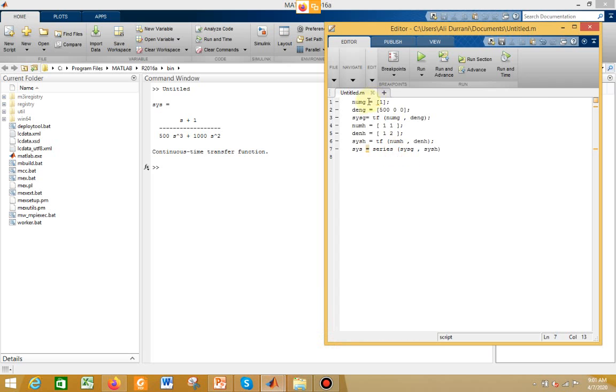Okay, so I have already written this command over here in MATLAB. So what I'm going to do is just replace this series with the parallel function. Just click on run.